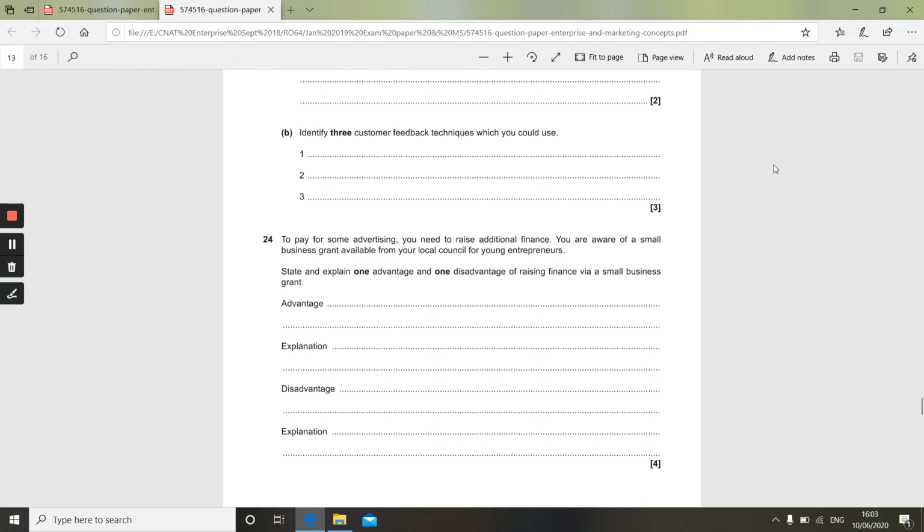TripAdvisor is always one that comes straight to mind. If you book a holiday, before you actually go and book it, you'll go on TripAdvisor and you'll look at the reviews to see what other people have thought about the hotel or the resort, etc. So that's an example of customer feedback which could be beneficial in this area.